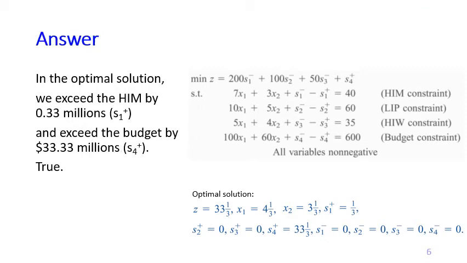So the answer is true because you can see that the variable S1 plus equals 1/3, and S4 plus equals 33 and 1/3. So the statement is true. Up to here you see a goal programming problem that may be formulated just like a usual linear programming problem, such that you may also use the ordinary simplex or maybe big M or two-phase to solve this kind of goal programming problem.